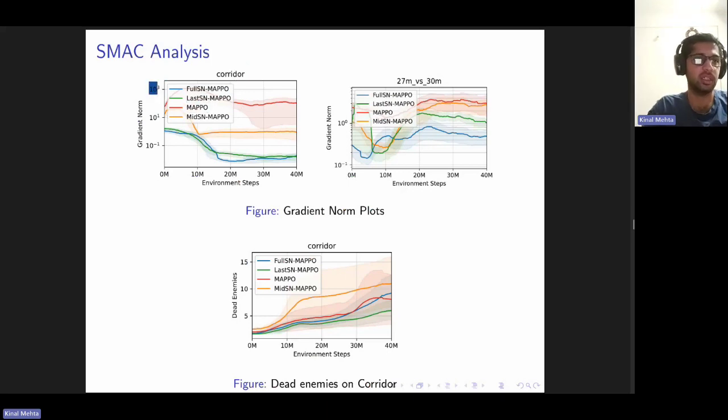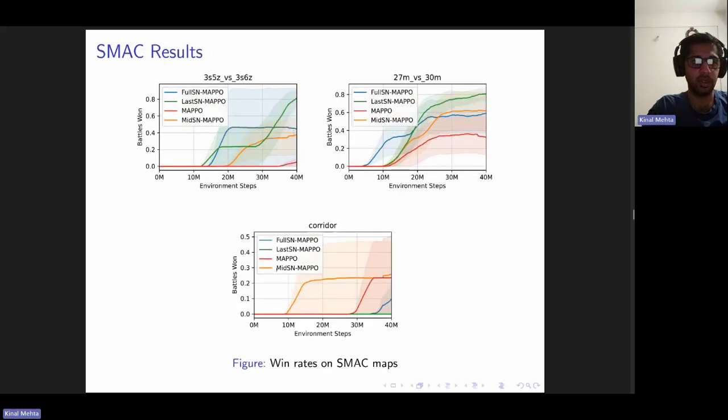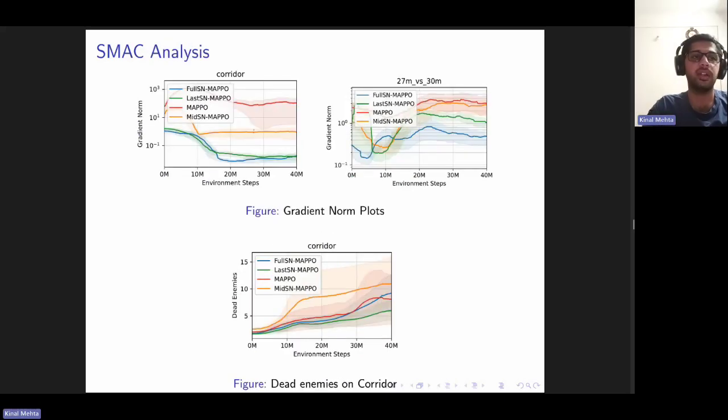When we look at this in the corridor environment, we can see MEPPO has really large variance. You can see that this is a plot on a log scale. The baseline has a really large gradient norm, and its variance is also high. Whereas when we apply it in mid SN MEPPO, the overall gradient norm is reduced and it is in a much more controlled space. So mid SN MEPPO converges much faster, at least compared to the standard baseline. We can attribute this to the fact that it is able to control the gradient norms, and that is leading to better and maybe even faster convergence.